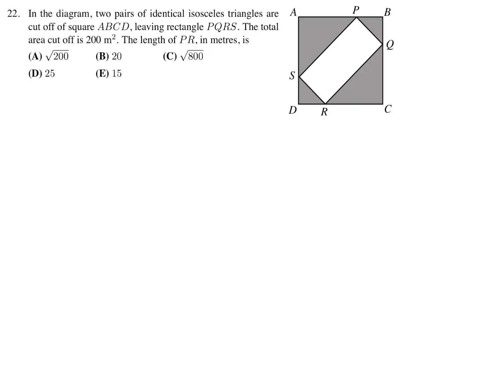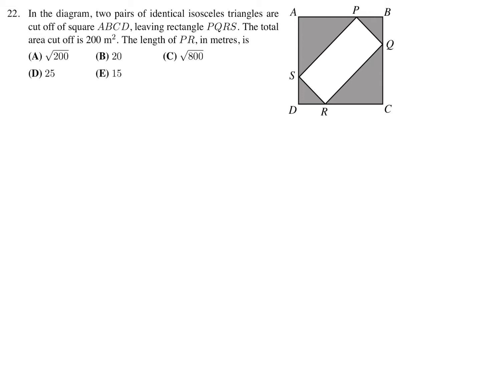In the diagram, 2 pairs of identical isosceles triangles are cut off of square ABCD, leaving rectangle PQRS. The total area cut off is 200 meters squared. The length of PR in meters is.